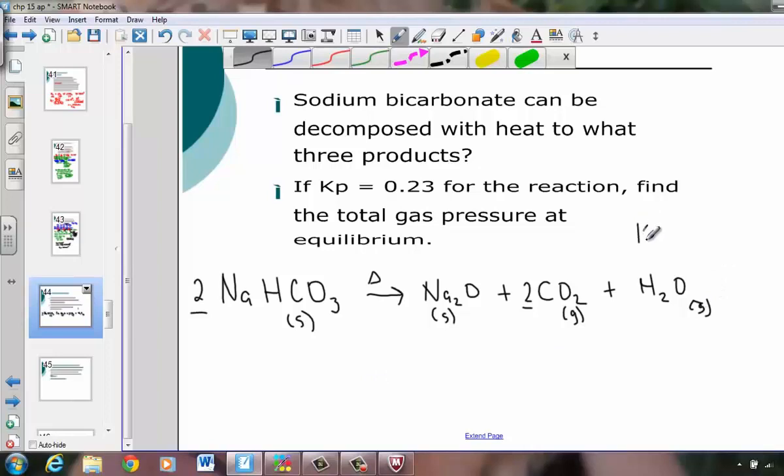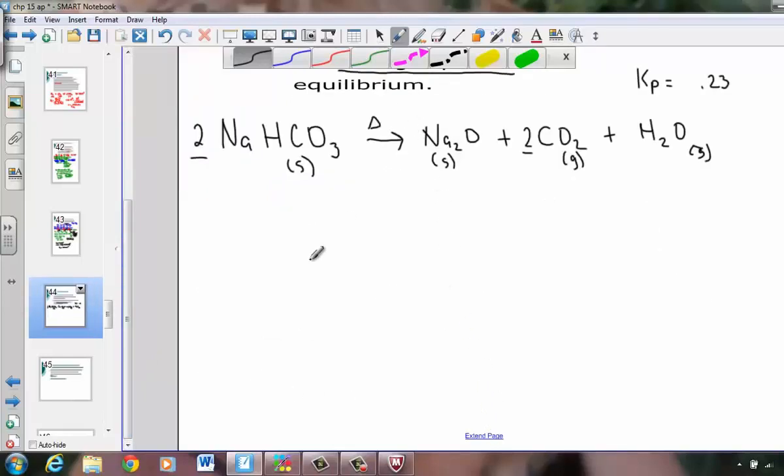Kp is given to us as 0.23. Find the total pressure of gas in this equilibrium. Well, we have some pure solids, don't we? And we know that they're going to fall out of our equation.